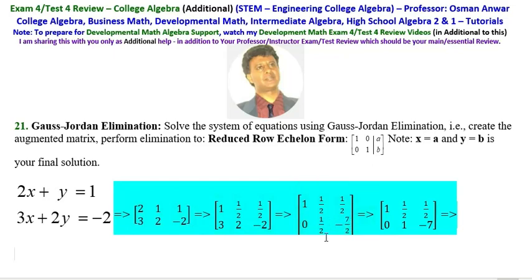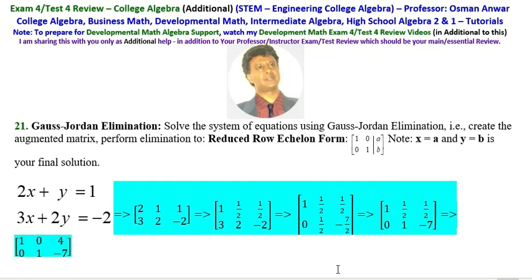Now we're going to change this to 1, multiply row number 2 by 2, and keep row number 1 as it is. So that is 1, half, and half, then 2 times 0 is 0. 2 times half is 1. 2 times minus 7 over 2 is minus 7.